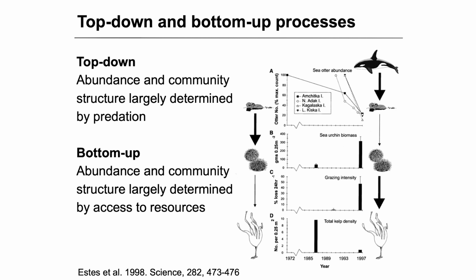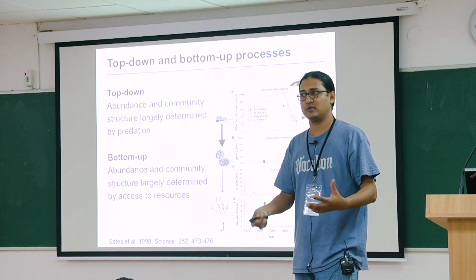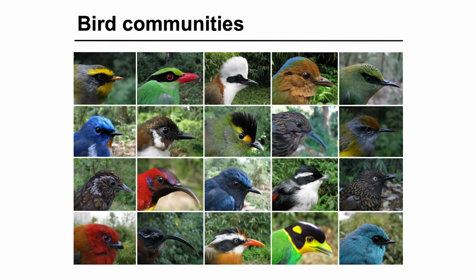So the top predator in this system, in the kelp forest, disappeared. When it disappeared, the abundances of sea urchins rose greatly. So when there were a lot of sea otters, there were very few sea urchins. Then when the otters disappeared, the sea urchin numbers went up, grazing went up, and kelp, which was abundant earlier, reduced greatly in size. So this is one example of top-down regulation of a community. But in general, both bottom-up and top-down processes operate together. So the amount of resources is also important. So I will end here, and if you have any questions, I'll be happy to answer.